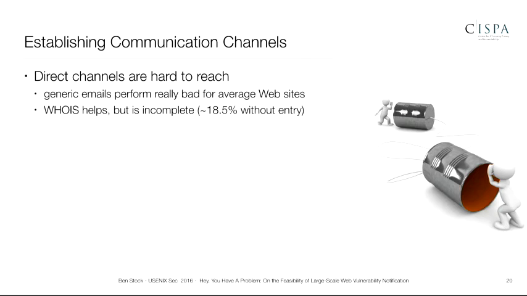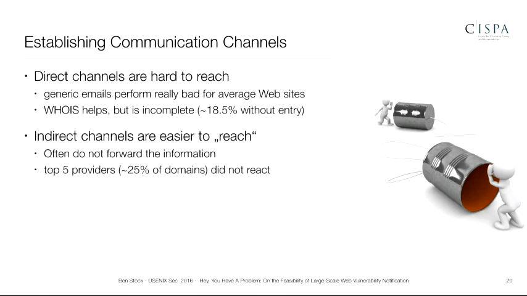And for the indirect channels, these are somewhat easier to reach, right? There's fewer of them, obviously. What we found is that oftentimes they just don't forward the information. Turns out that the top 5 providers of hosting vulnerable domains didn't do a single thing. They didn't vet the information, they didn't view a report on the website, and obviously then also didn't forward the information. So this is definitely a problem that needs to be addressed by them.